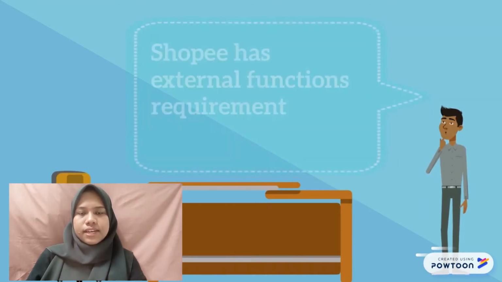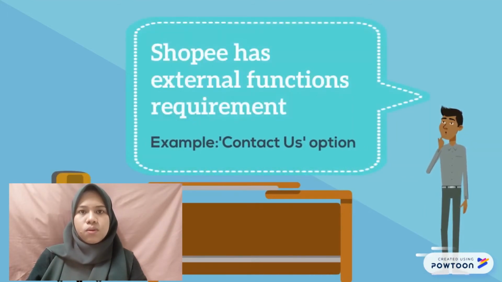So my comment on the current system is Shopee provides external functional requirements, which is the contact us option. This will make it more convenient for users to contact the company easily. Users can just simply scroll the website and click the contact us option to get to know how to contact the customer service.